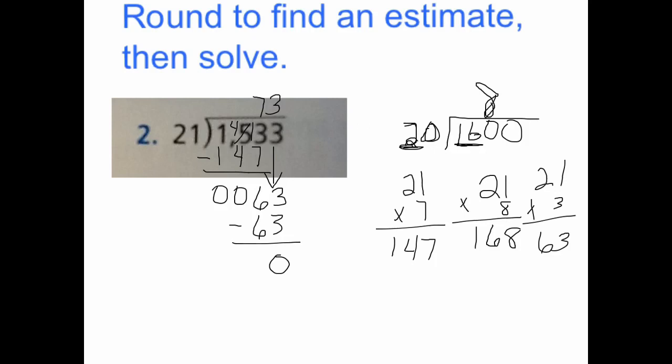Now remember, to check your division problems, we can go ahead and multiply our divisor, 21, times our quotient, our answer, 73, and if there's a remainder, we add that. But in this case, there is no remainder, so it would just be 21 times 73, and then you should get the same number as our dividend.